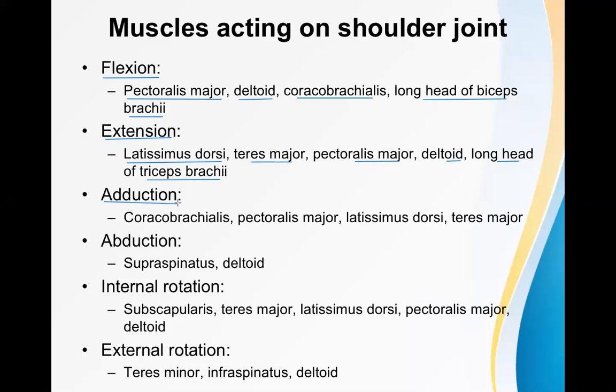What about the adduction? Coracobrachialis, pectoralis major, latissimus dorsi, and teres major. They are for the adduction. And regarding the abduction, it's deltoid, the most important muscle, followed by supraspinatus. Internal rotation is done by subscapularis. This is the important muscle here. And external rotation is by teres minor and infraspinatus.